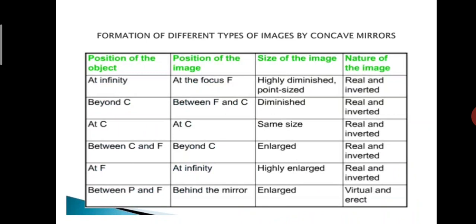The position and type of the image produced by a concave mirror when an object is placed at different distances from it are summarized in the following table.